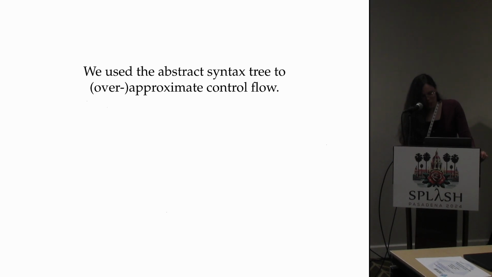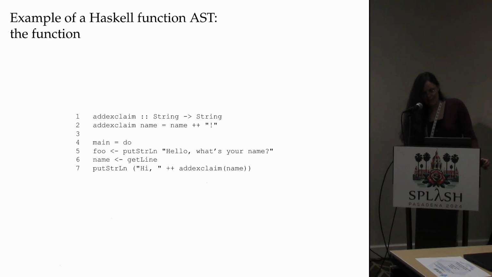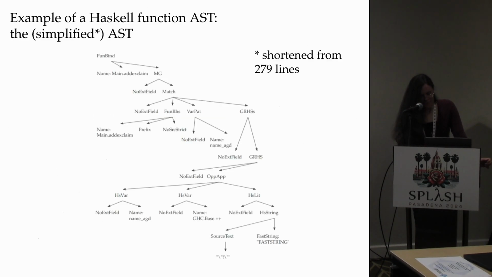So we started with using the abstract syntax tree to over-approximate control flow. Let's try it. Why not? The abstract syntax tree is just like a tree representation of the program's syntax. And there's a nice flag that you can pass to GHC that's going to dump out that parsed syntax tree. And here's just kind of an example. This is a function in Haskell. It's not even 7 lines long. And if we ask for the AST on that, we get about 279 lines of AST.